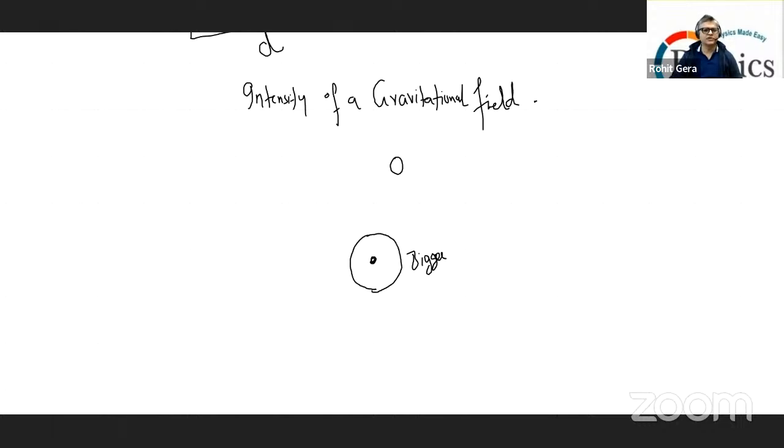Because the force which is experienced by any mass, for example, the mass of the bigger is M, the smaller is m, and the distance between them is d squared.